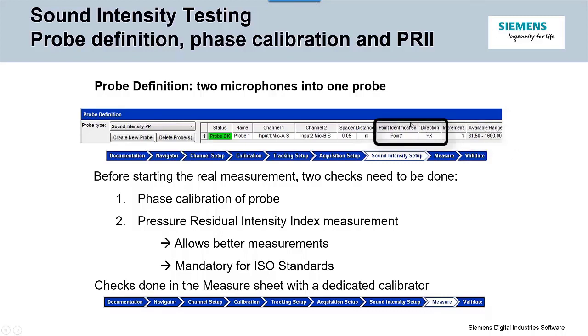And here in the point identification, that will be the point on the geometry that you can show, hey, this is the point I'm measuring, and this is the direction in which I'm measuring. Like you can measure intensity in all 3 directions and at each of the points, X, Y, Z direction.